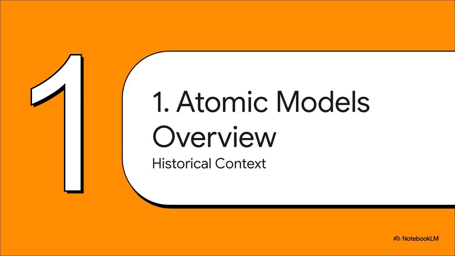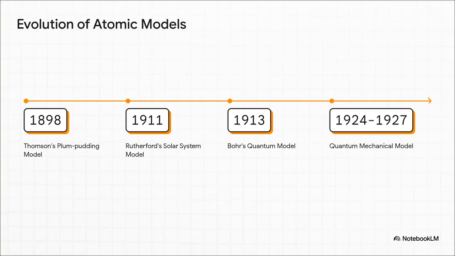Section 1. The Atomic Models Overview. To really wrap our heads around modern chemistry, we kind of have to see how our understanding of the atom evolved over time. It was basically a rapid-fire succession of brilliant scientific stepping stones. In 1898, J.J. Thomson proposed the plum pudding model, envisioning this positively charged sphere with electrons scattered throughout it, kind of like raisins in a pudding.